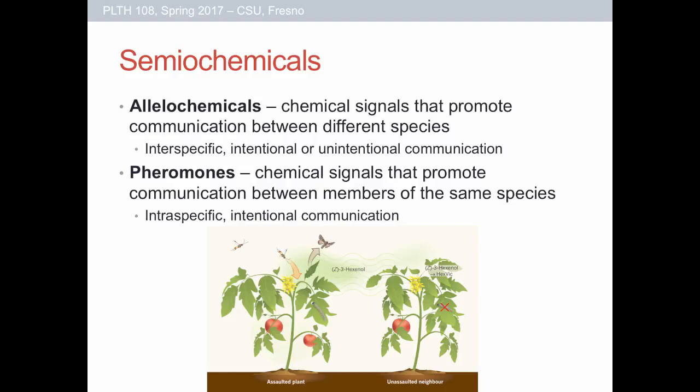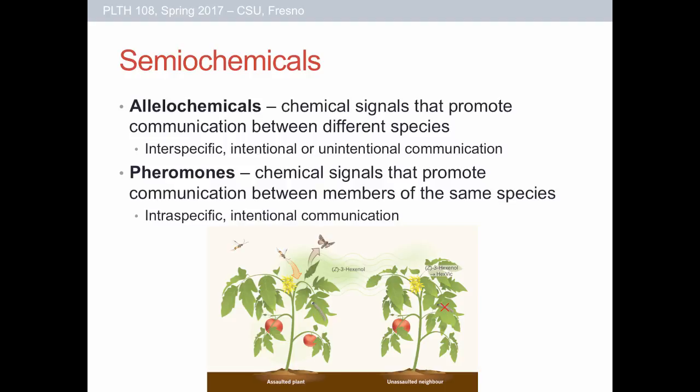You are interested in attracting pollinators to your flowers. So you may release allelochemicals that are attractive to insects that will pollinate you. So that's an intentional interaction with an insect. On the flip side, you may be releasing chemicals that a moth species is using to figure out where you are so it can lay its eggs on you and let the larva feed, which would be an unintentional communication, but it still is an allelochemical, right? It's still a communication between species, whether they meant to do it or not.